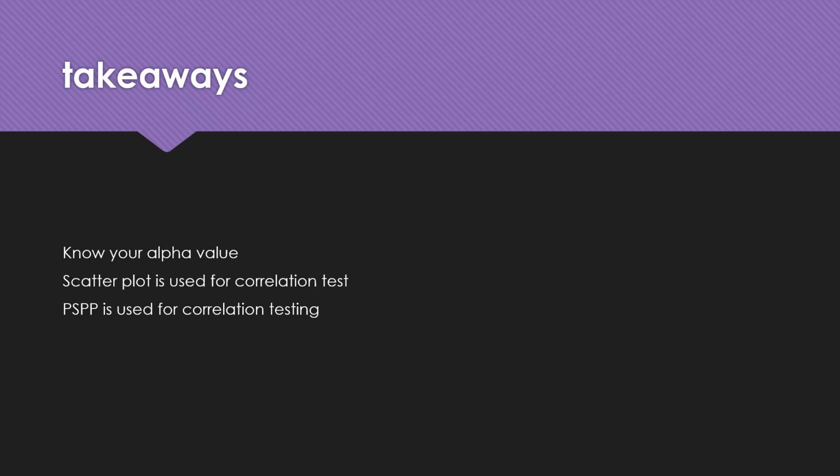Now to the important takeaways. Always know your alpha value. A scatter plot is used for a correlation test, and the PSPP is used for correlation testing.